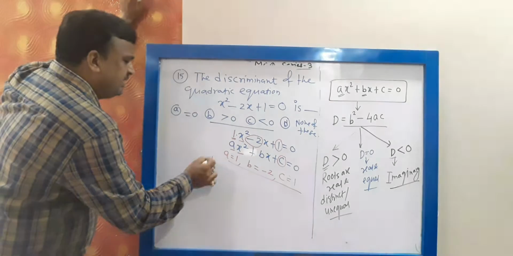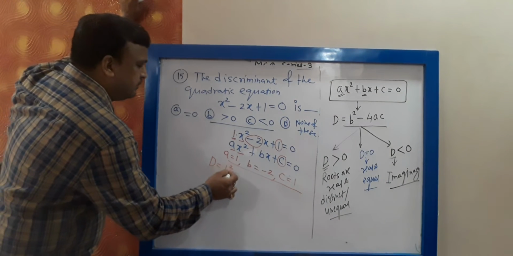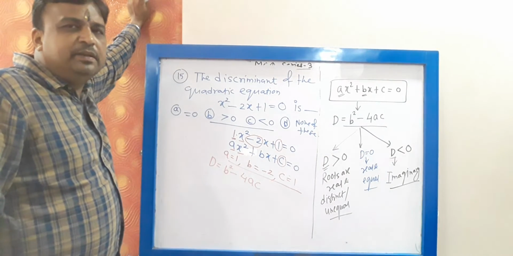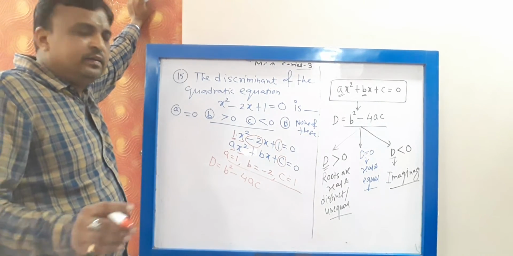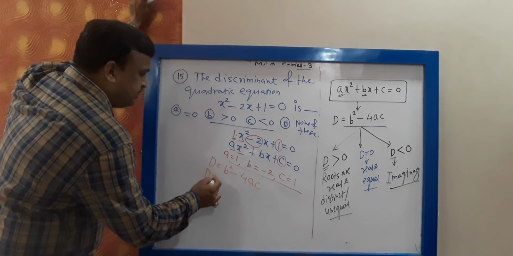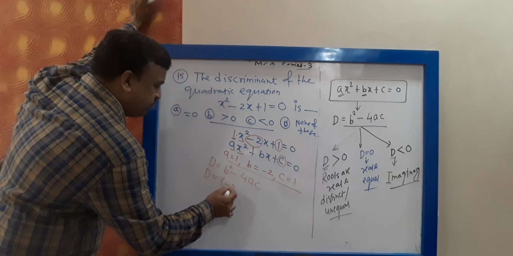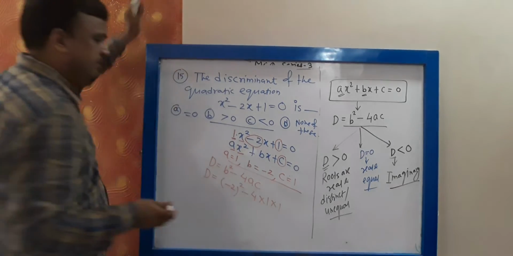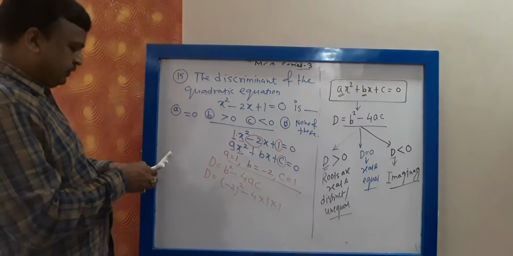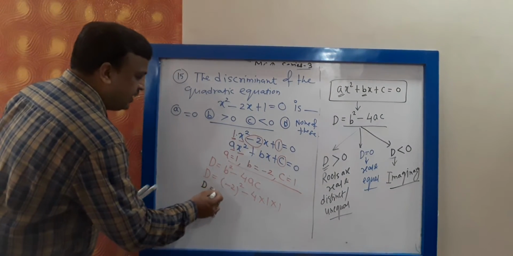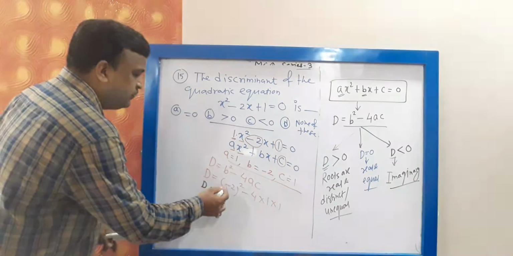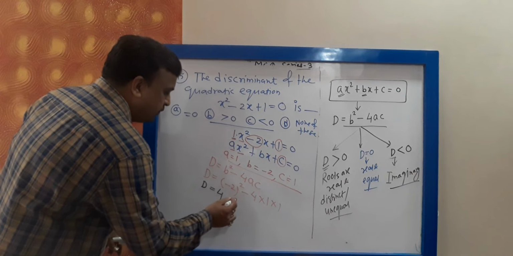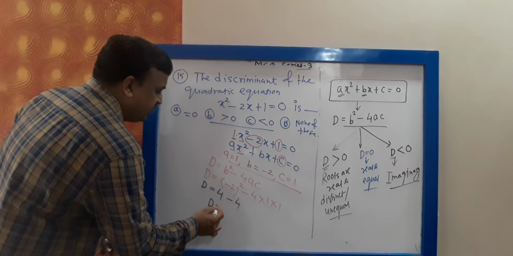Now we find the discriminant D. The formula is discriminant D is b square minus 4ac. So D is b, what is b? Minus 2. Minus 2 square minus 4 into a is 1 into c is 1. Now square of a negative number is positive, so minus 2 square is 4. Minus 4 into 1 into 1, 4. 4 minus 4, D is 0.